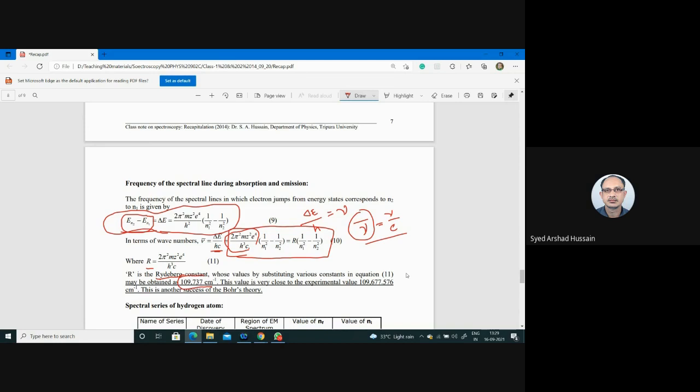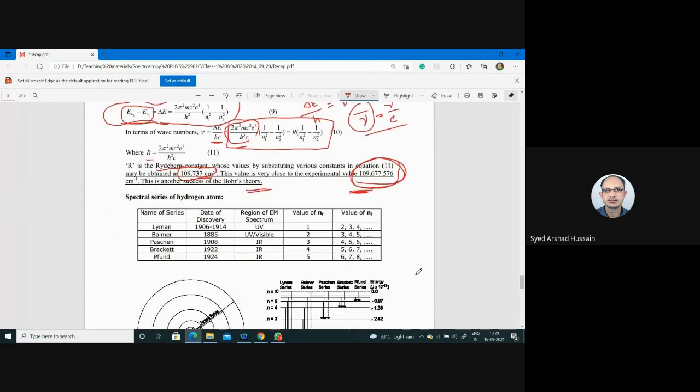This is a wave number. Interestingly, it has been observed that this value is close to the experimentally observed value of the Rydberg constant for the hydrogen atom. This value we calculated using Bohr's theory, and this value we got from experiments. You see this value is very close to that value. So this is another success of Bohr's theory: it can successfully give an idea about the Rydberg constant.